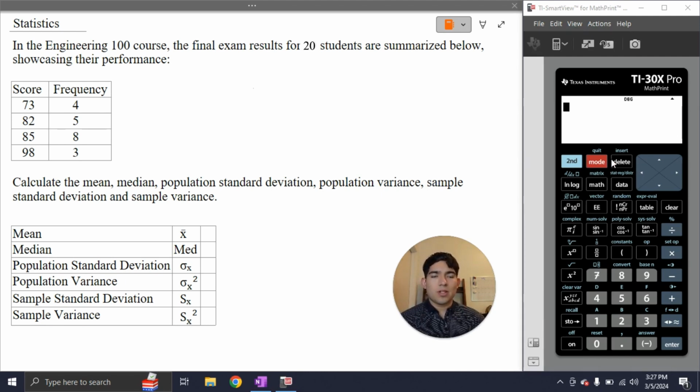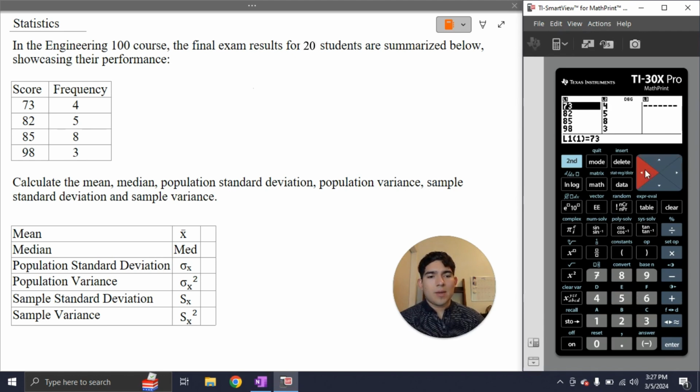So the first thing that we need to do is we go to data and we enter the data from the table. So it's going to be 73, 82, 85, and 98 for our first column. And then we'll go over to our second column and put in our frequency, which is 4, 5, 8, and 3.